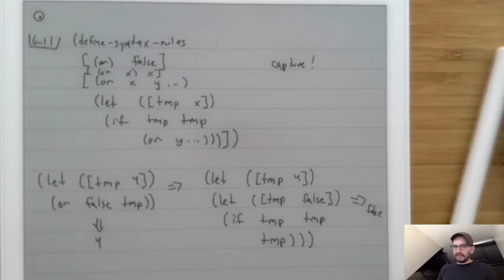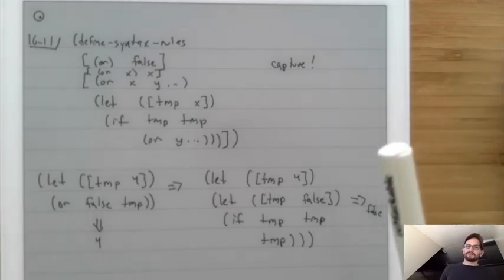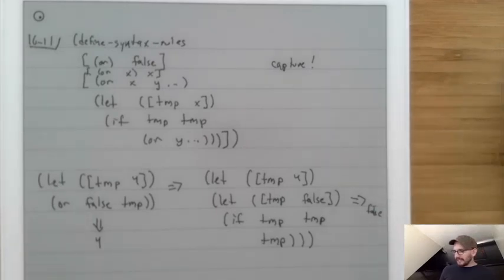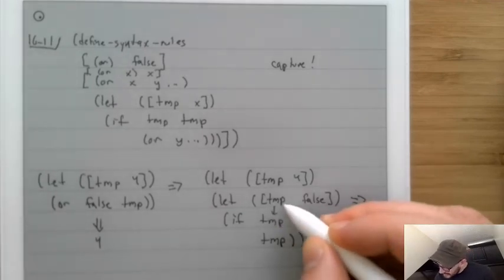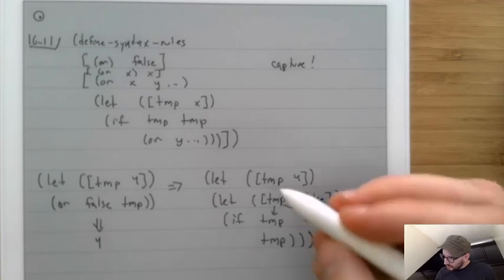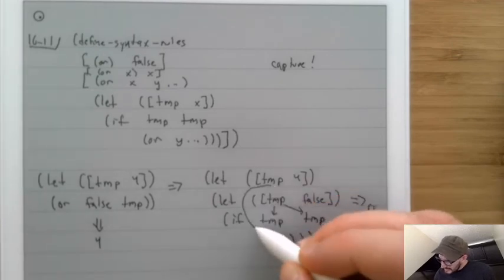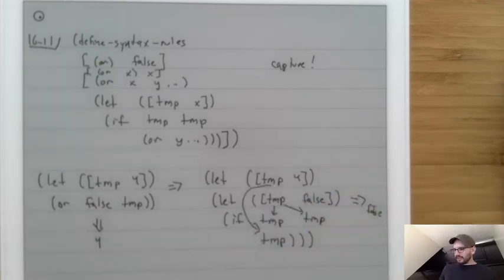Now, the Scheme community came up with a solution for this. Intuitively, the idea is that we want this temp right here to be attached to these two things, whereas we want this temp to be attached to that thing right there. And so how can we enforce that?